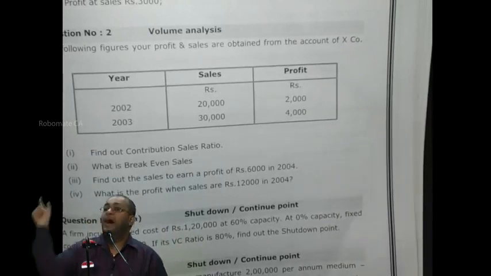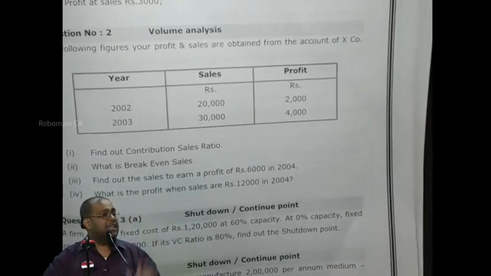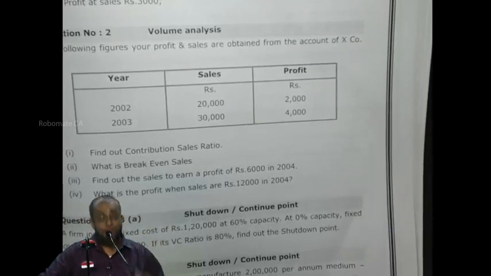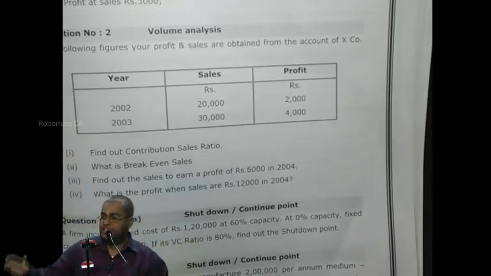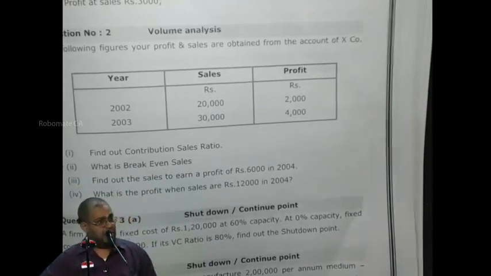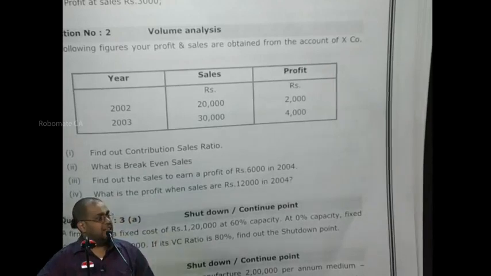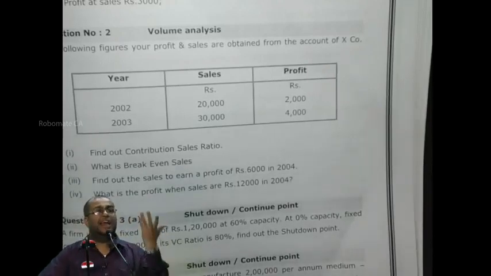Now I ask a question. Change in cost by change in sales is what? Variable cost ratio, because cost changes only due to variable cost. So change in cost is variable cost. So change in cost by change in sales is variable cost ratio. Change in profit by change in sales is PV ratio.